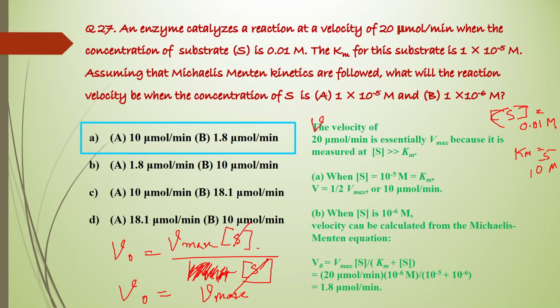So what is the value of Vmax? That becomes the value for our V0 as well. So now we know the value for V0. The reaction velocity is already given as 20 micromolar per minute.